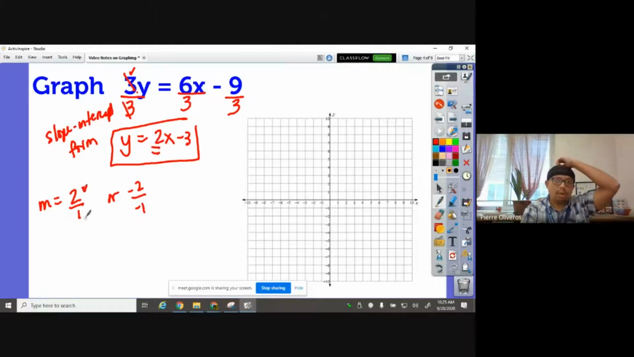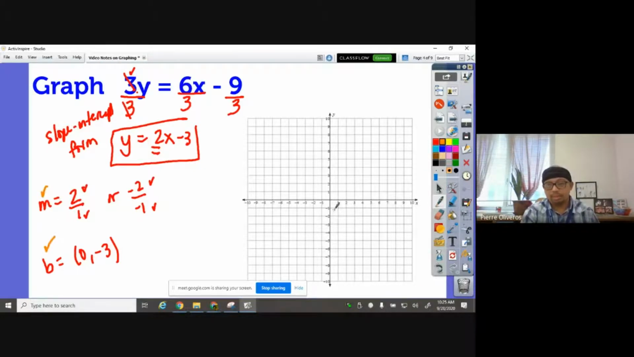So positive 2 divided by positive 1 is going to be 2. Negative 2 divided by negative 1 is going to be positive 2 still. And the b here is (0, negative 3). Again, when we're graphing, we follow alphabetical order. Is it M or B? We always do the B because it comes first. Okay, so negative 3 is right here.